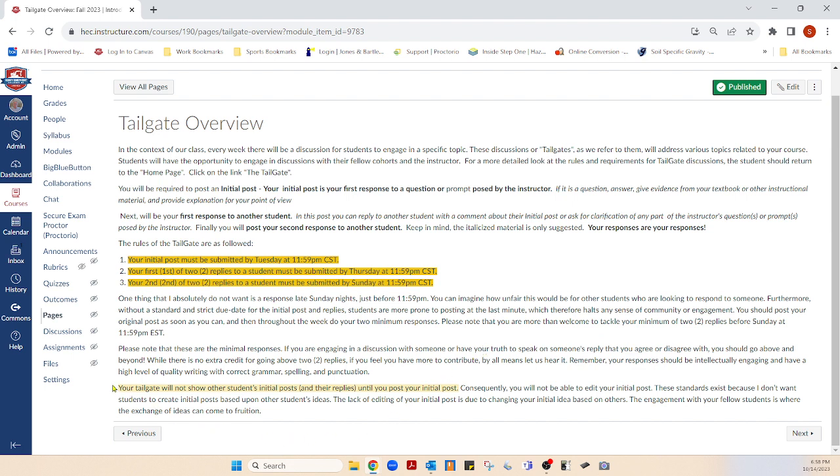One thing you need to know is you're not going to get to see the other students' posts until you post your first reply. That's not showing up in the tailgate overview. But when you get into the tailgate, you will look down in this area of the tailgate, and there will be the word reply, and you click that and put in your initial post.